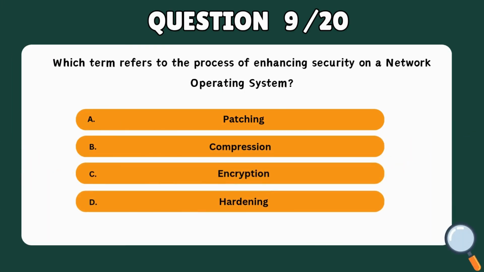Question 9. Which term refers to the process of enhancing security on a network operating system? A. Patching. B. Compression. C. Encryption. D. Hardening. Correct answer. D. Hardening.